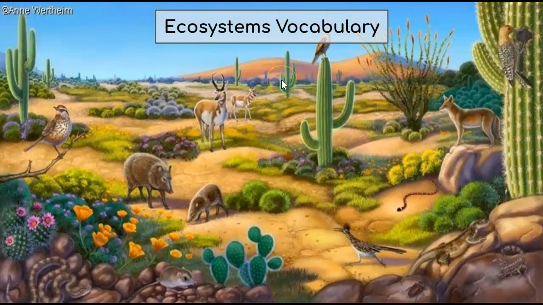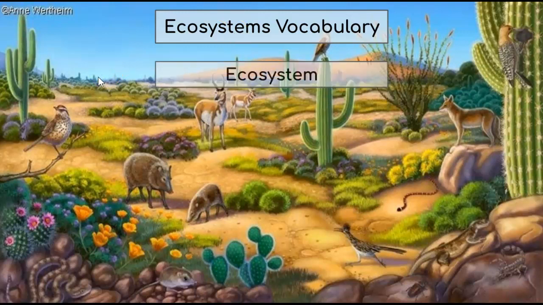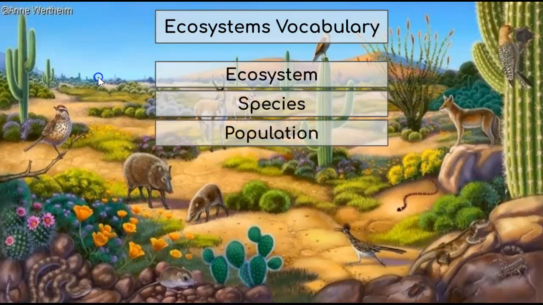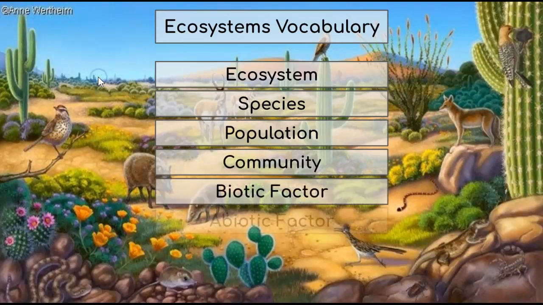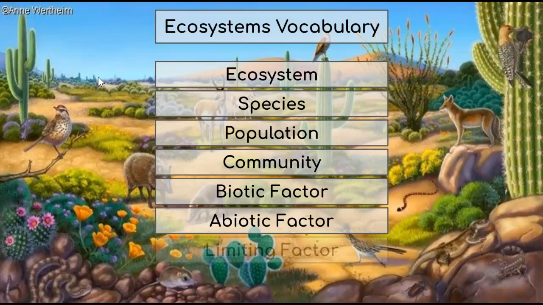Hello, in this video we're going to talk about all the vocabulary words that are associated with ecosystems. And we're going to look at this desert ecosystem to talk about the words. The words we're going to look at are ecosystem and species, population, community, biotic factors, abiotic factors, and limiting factors.